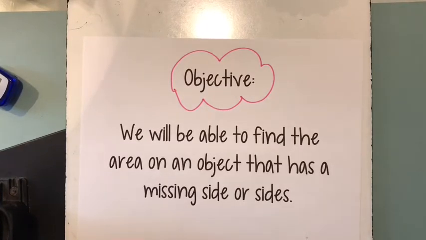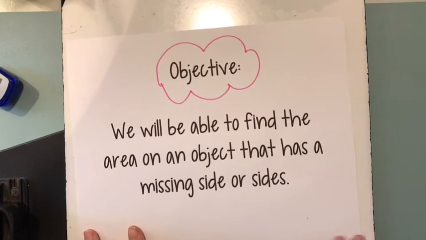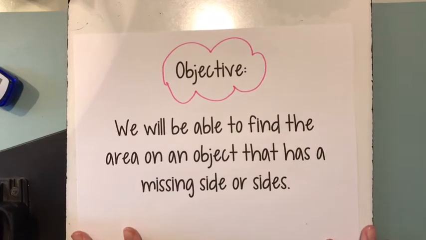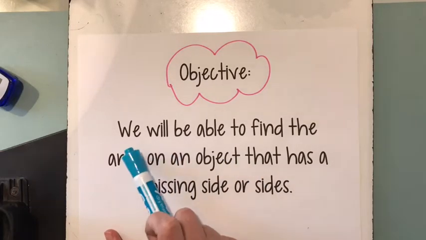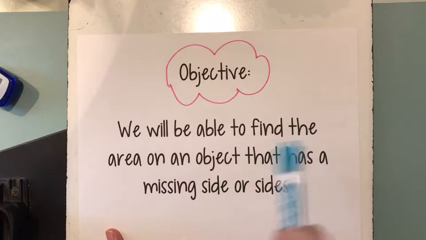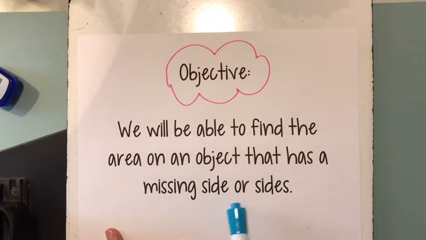Hi everyone, welcome. We are going to continue focusing on area, but this time there's going to be a missing mystery side to our rectangles or our objects, okay? So we need to find that missing side. It's a mystery. So our objective today is we will be able to find the area of an object that has a missing side, or maybe it has missing sides. So both of the sides are missing.